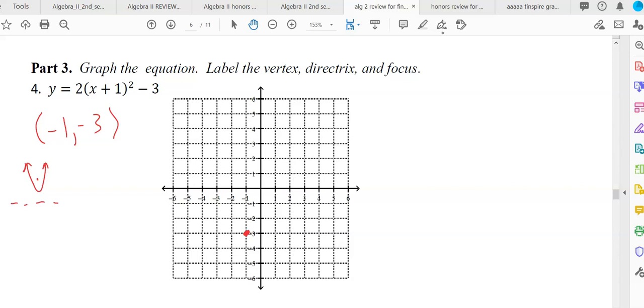If you remember the formula, c equals 1 over 4a. It's 1 over 4 times 2, or 1/8. Okay, so it's not going to be easy to do. So I go up 1/8, and I go down 1/8. So the directrix would be y equals −3 and 1/8. This point right there would be (−1, −2 and 7/8). That would be the focus.